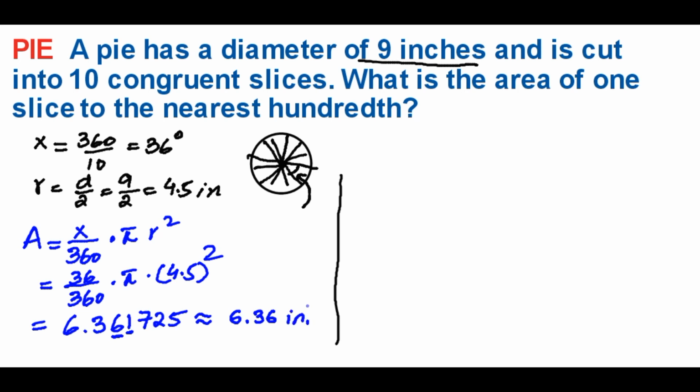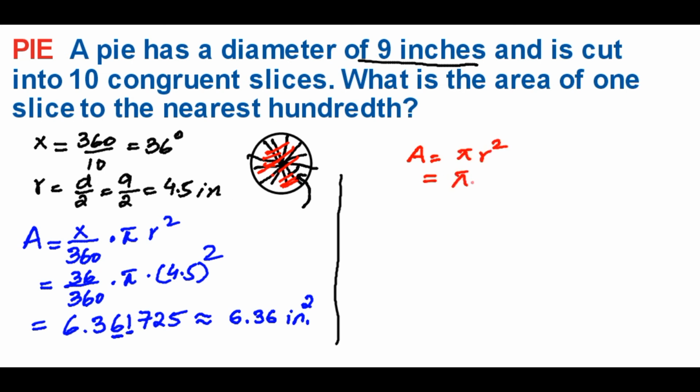square inches. Now the second way to solve this problem, if we know the area of the whole circle, just look at this. If you know the area of this whole circle, all these 10 slices are congruent. So we can find the area of the whole circle and divide that by 10. That should also be the same area. So the second example is to find the area of the circle. Area of the circle is pi r squared.